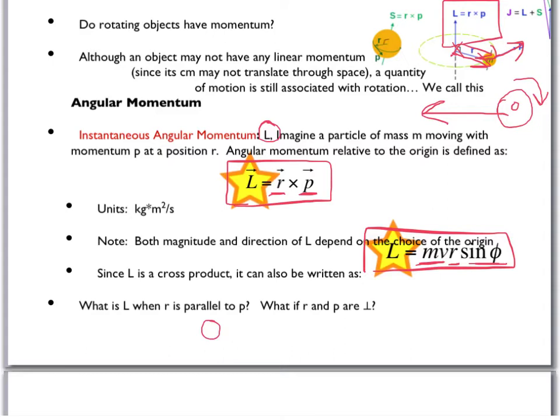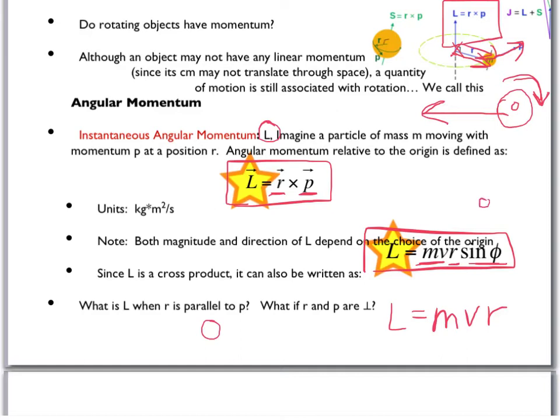But if r and p are perpendicular to each other, then you would take the sine of 90, which is 1, and you would maximize your angular momentum equation to equal mvr. Now, this could be true of a single particle. It could be true of a disk that is rotating like we showed up here, but it could be true also of any particle that is moving at some distance r away from another object with a momentum.